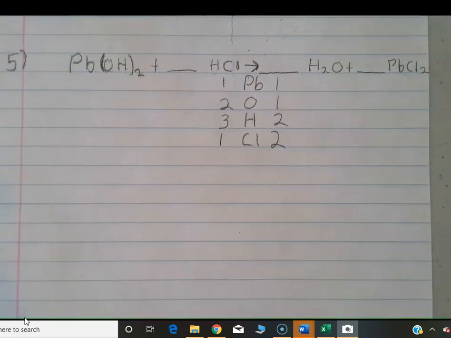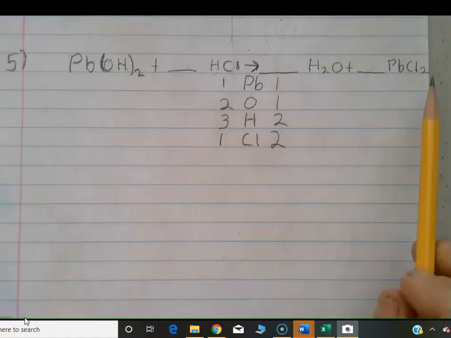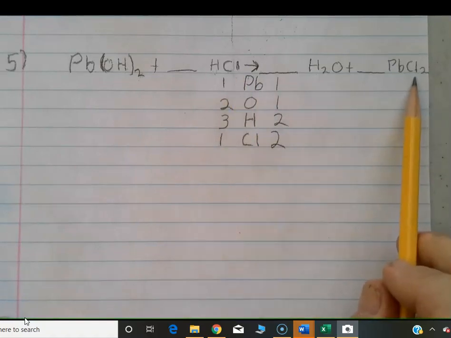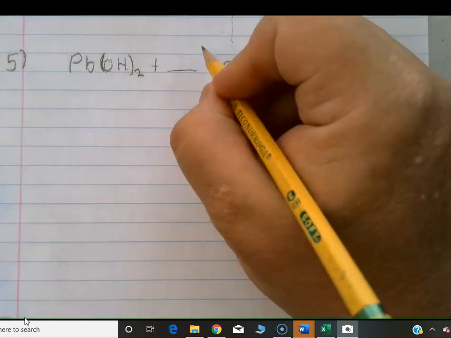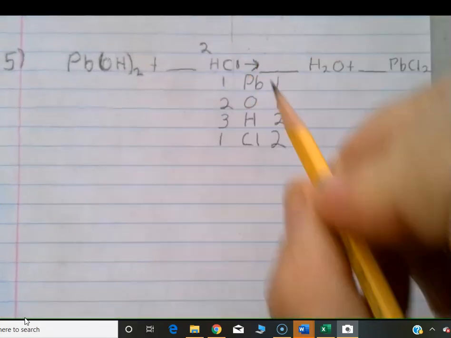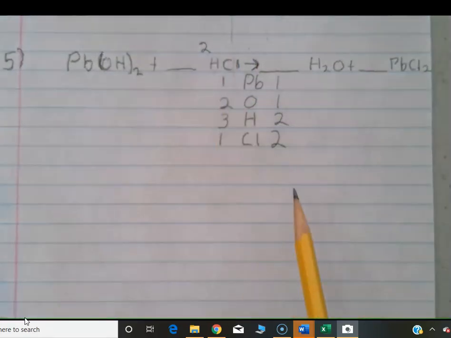Always try to start with the easiest thing to balance. All right, so what do we have that looks like it's easy to balance? Well, lead is already in balance, so you can't balance that. But oxygen or chlorine look like good candidates, and chlorine looks like the easiest. So what I'm going to do is I have a chlorine here, and I have 2 chlorines over here. So to put those in balance, I have to put a 2 up here. Okay, so now I have 2 HCl.